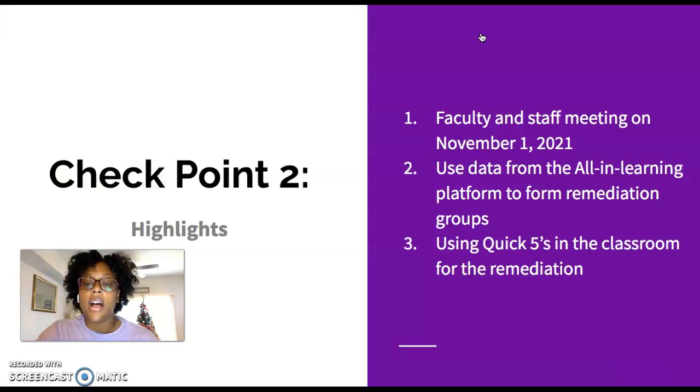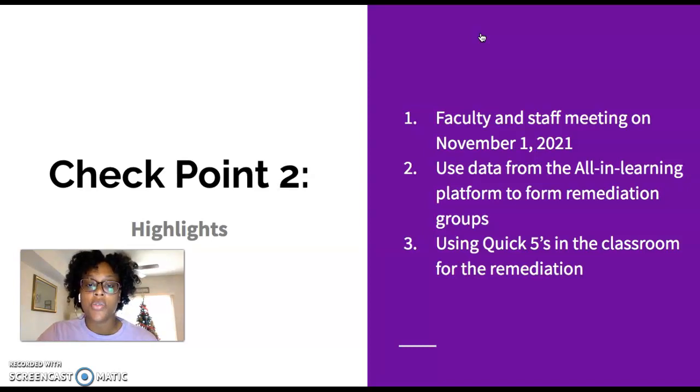Checkpoint 2 was another faculty meeting that we had on November the 1st. In this meeting, we talked about the All-In Learning platform and the professional development that we will be receiving from using the All-In Learning platform, which is a new platform for everybody. So we definitely benefited from the professional development. And the data from this program will also help us in our remediation block that we're going to be having school-wide. And we also discussed the need for Quick Fives that will also go along with our remediation block.